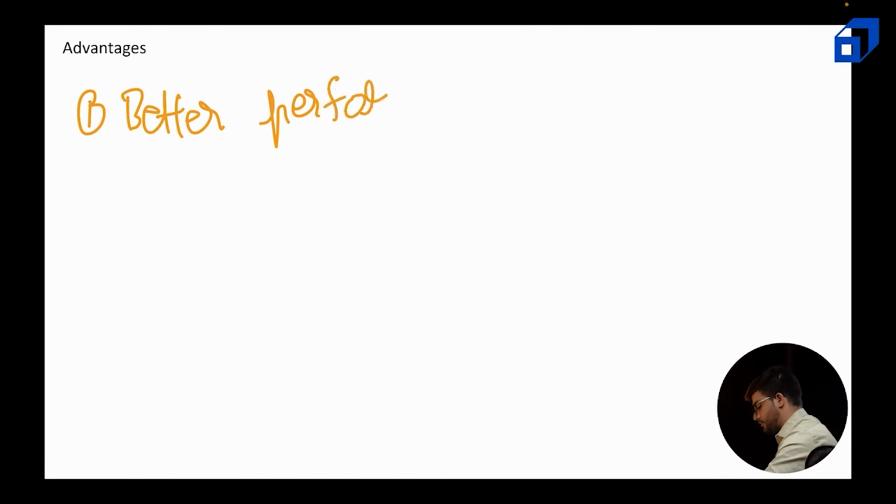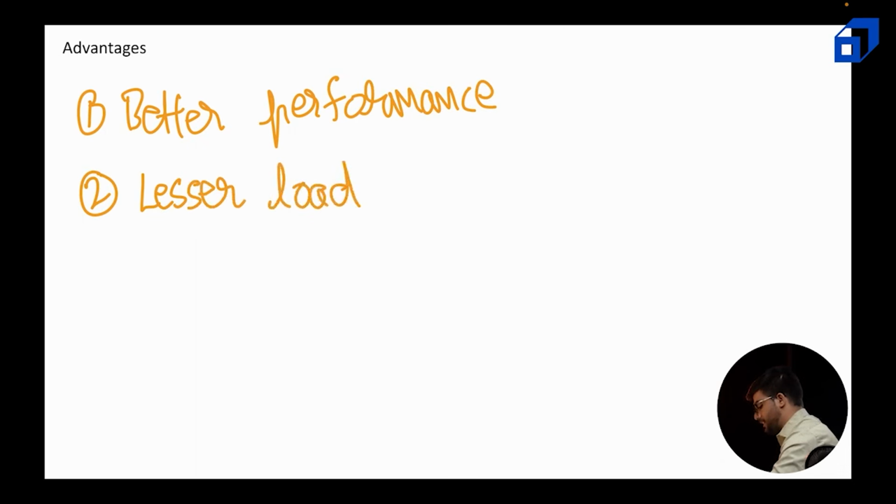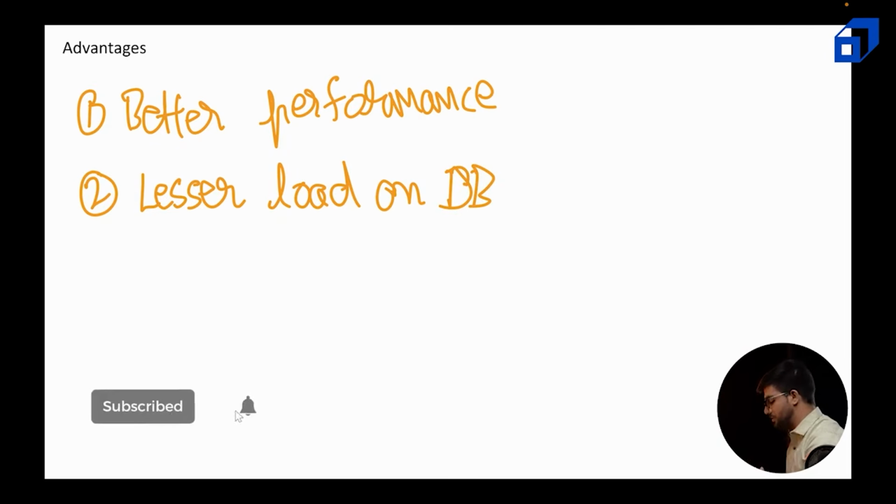Now obviously some of the advantages are quite intuitive. For example, the first one being better performance. That was the reason why we introduced caching. The second one being lesser load on the database. Since we are fetching a lot of things from the cache itself, naturally the load on the database will be lesser, and the retrieval cost or any updating cost also reduces naturally.